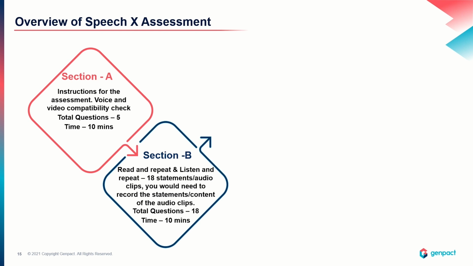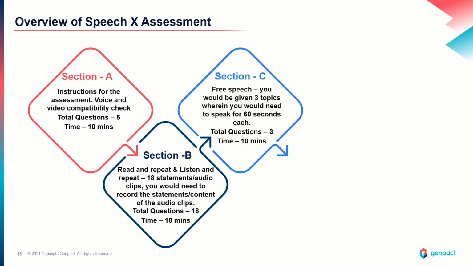In Section C, you would be given 3 topics for free speech. You would need to speak on each of these topics for 60 seconds. The total questions you would need to attempt would be 3 and the time allotted would be 10 minutes.